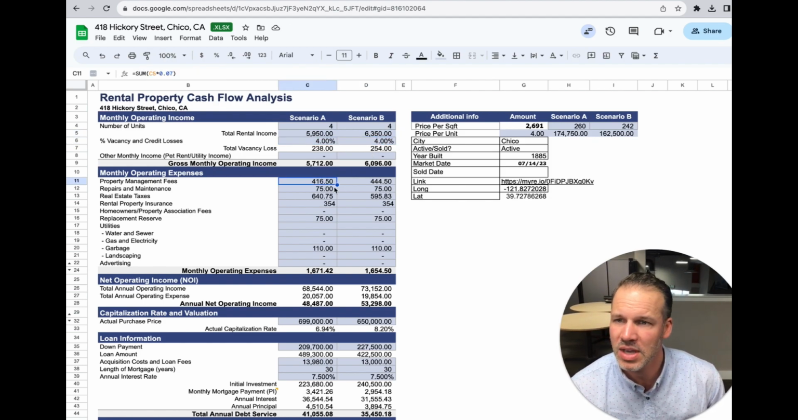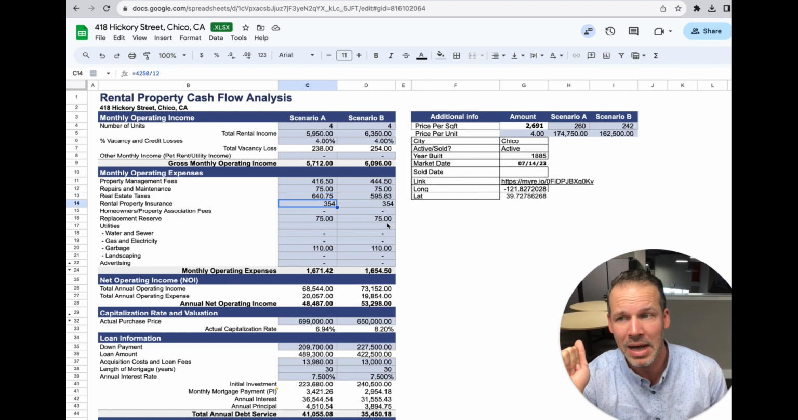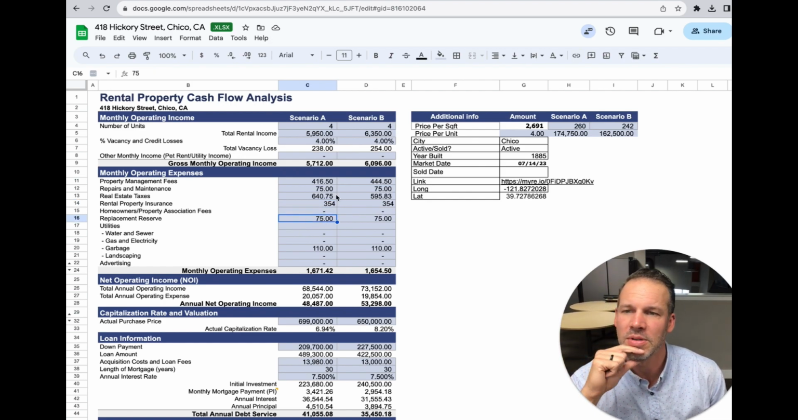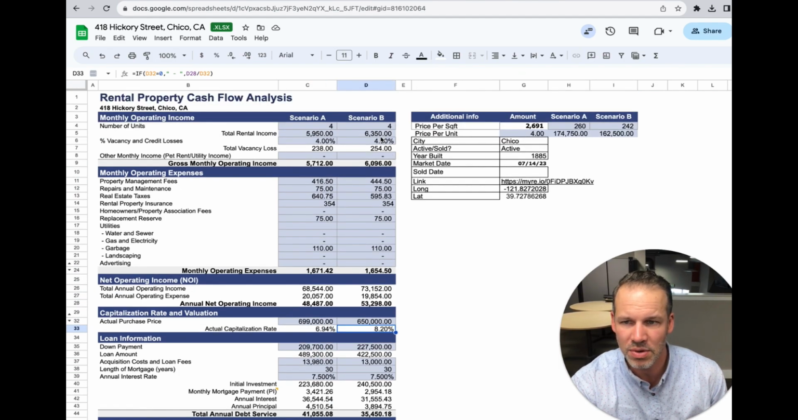4% vacancy rate, okay, property management fees, we got repairs and maintenance here, your real estate taxes. Again, real estate taxes are based on the purchase price. So if you're at $1.1 million, you're going to be at $1,000 a month, but because you get a lower price, the property taxes are lower. Property insurance, I'm doing $350 a month. You could get this cheaper, possibly, potentially, maybe. These are all rough numbers. Replacement reserve, $75 a month. Garbage, I'm just saying $110. When you look at the cap rate, 7% cap rate. And then at the pro forma, if you raise the rents a little bit and you got it at a little bit lower of a price, 8.2% cap rate.